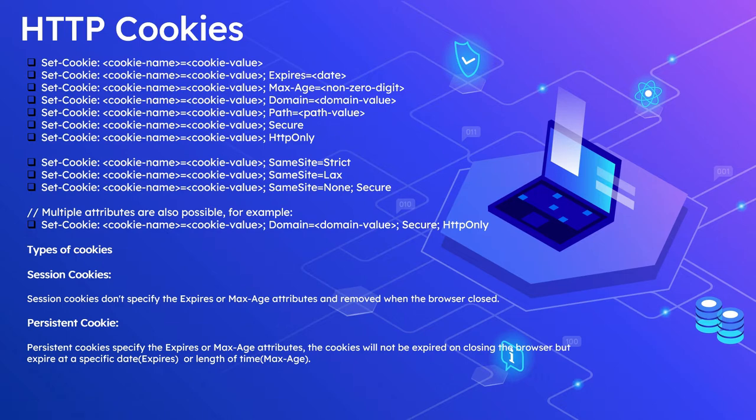There are two types of cookies. One is session cookies, the other one is persistent cookies. The session cookie doesn't specify the Expires or any Max-Age attributes, and this will be removed when the browser is closed. The second one is persistent cookie. The persistent cookie specifies the Expires or Max-Age attribute. The cookie will not expire on closing the browser, but expires at a specific date or length of time based on the configuration, either Expires or Max-Age. The cookies set on one domain are accessible to other subdomains based on the domain setting in the cookie header.